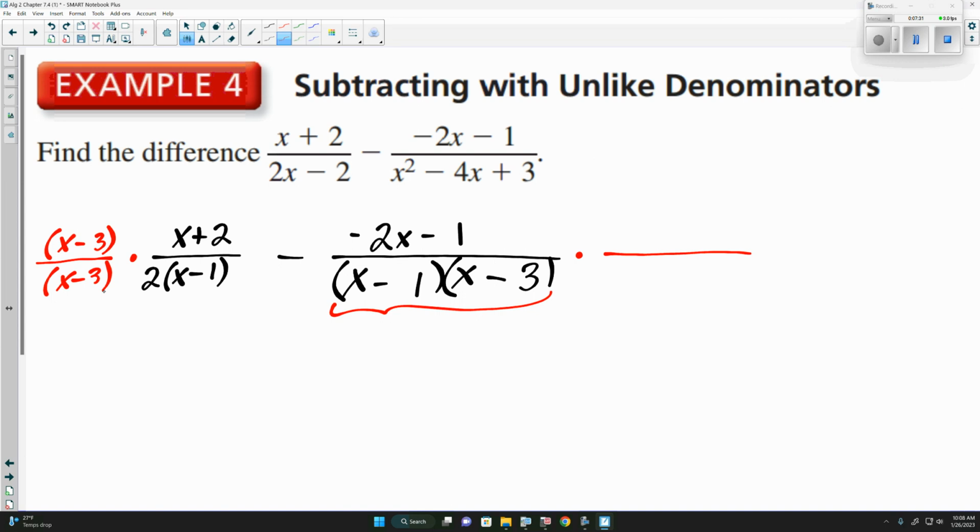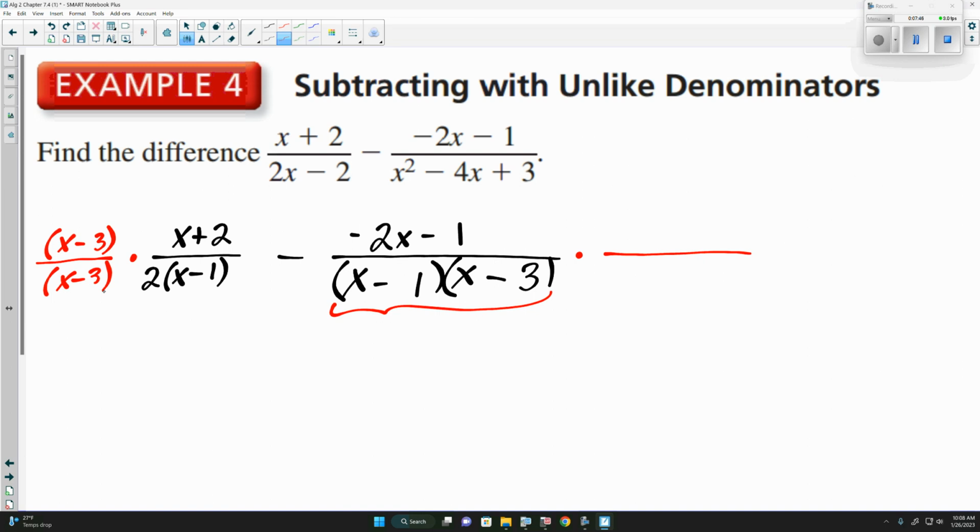So the one on the right, they both already have 1 x minus 1, yes? So they're good there. The one on the right doesn't have any number being multiplied in front, so we don't have to mess with that. So the x minus 3 is all it's missing.